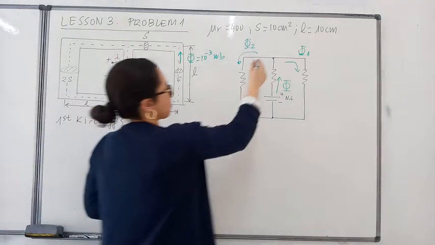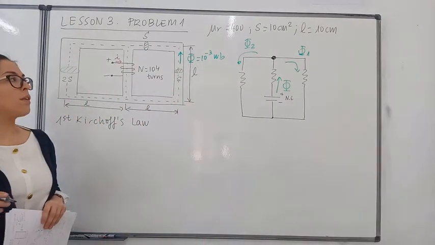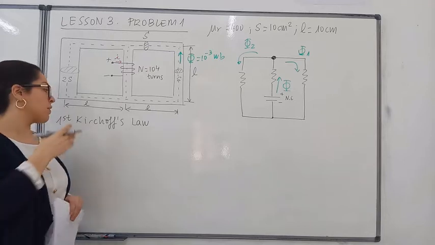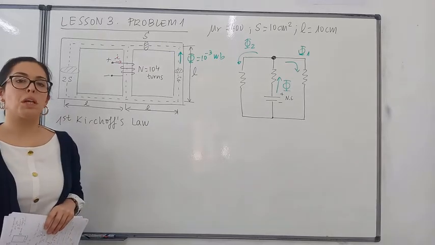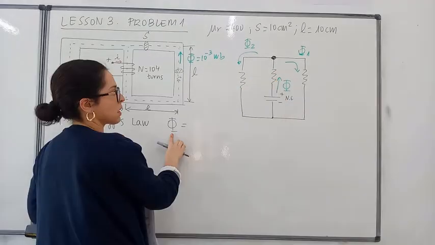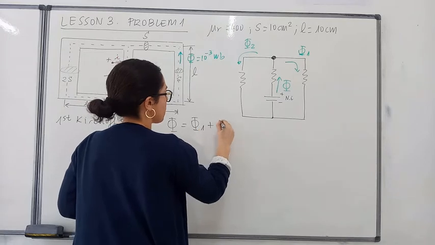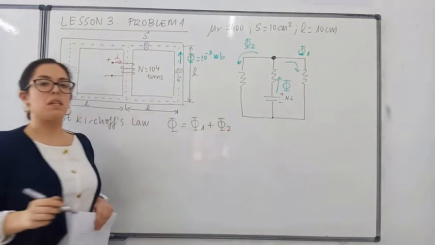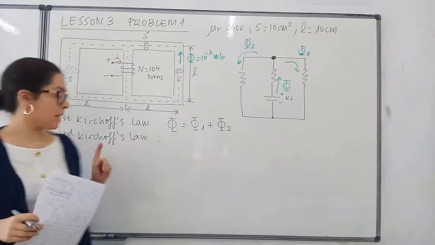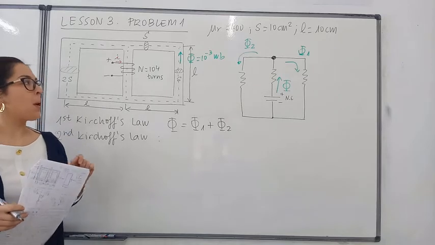So if we come here to this node and we apply the first Kirchhoff's law, in the same way as we could apply the first Kirchhoff's law to currents, we can do the same with magnetic fluxes. So there you have this magnetic flux, and that must be the same as the sum of these other two magnetic fluxes.